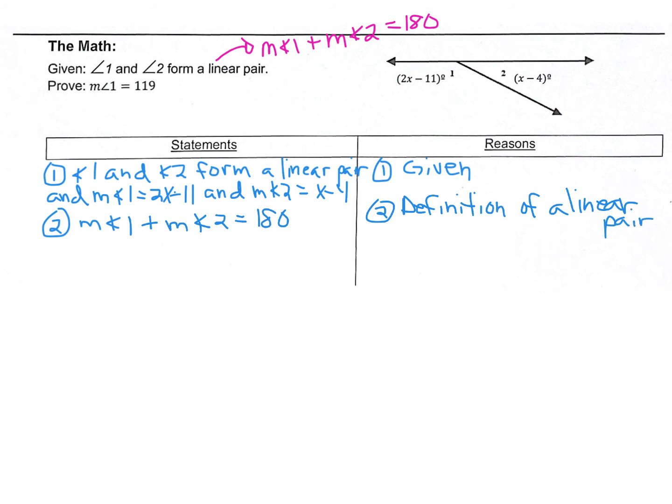Okay, so then from here, I can go ahead and substitute in the values we have for angle 1 and angle 2. So I'm going to substitute in for the measure of angle 1, 2x minus 11, plus, and for angle 2, x minus 4 equals 180. And then our reason for that is substitution.